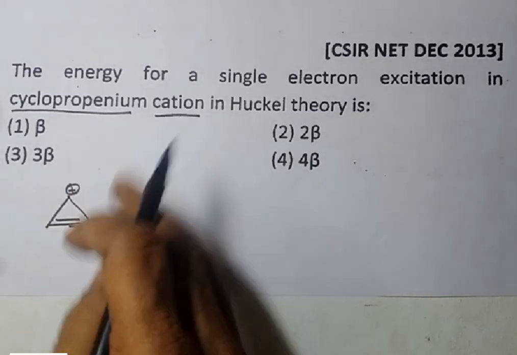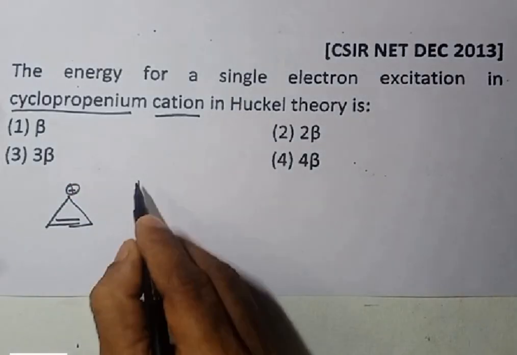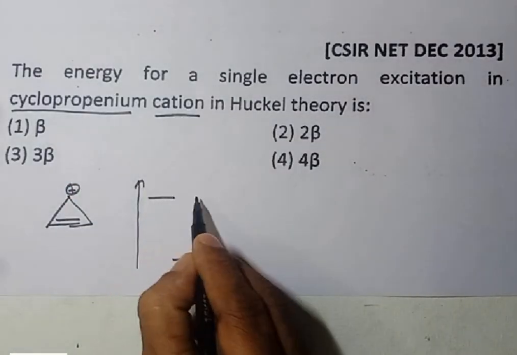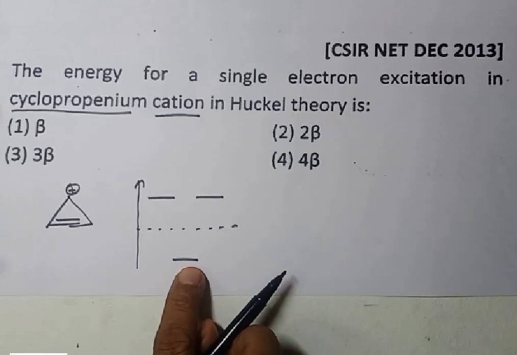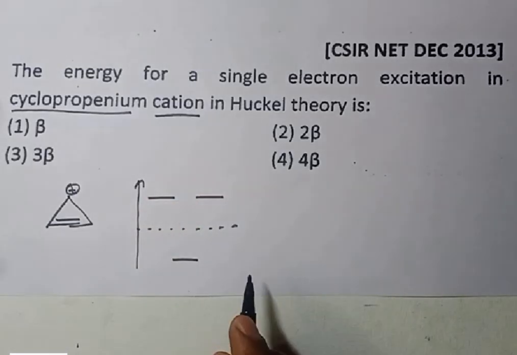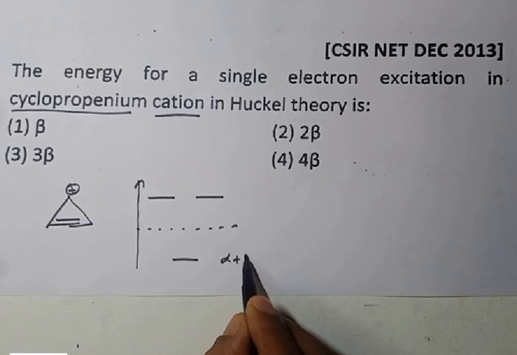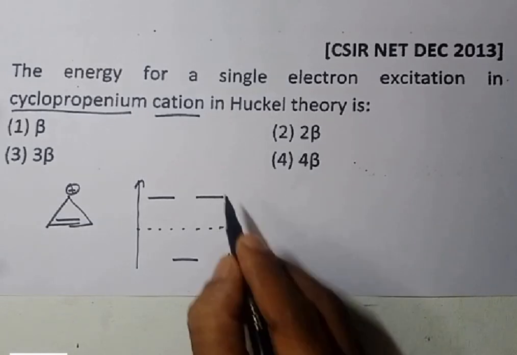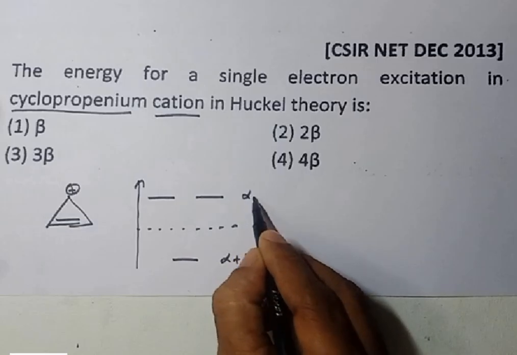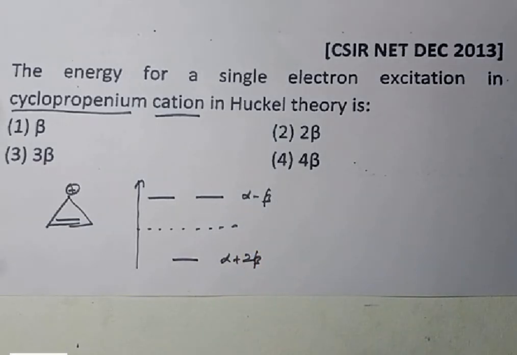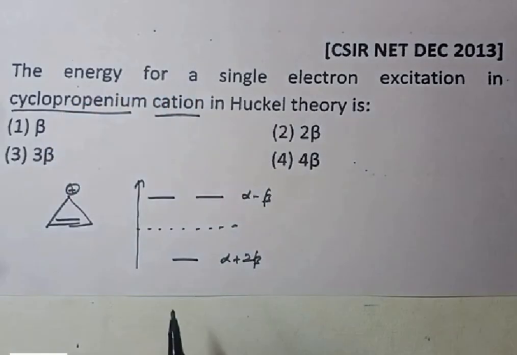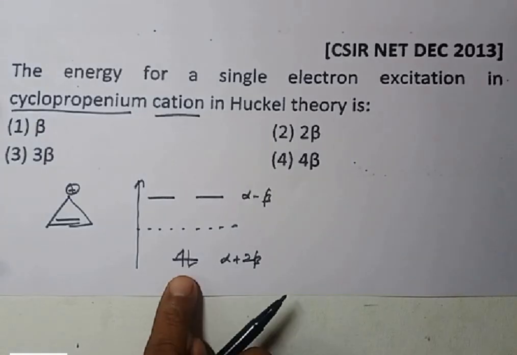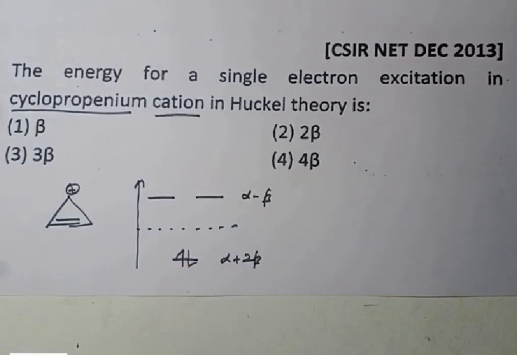Cyclopropenium cation. If you draw the Frost cycle and find the molecular orbital energies, I have told you, one molecular orbital is bonding and the other 2 are anti-bonding. The bonding molecular orbital energy is alpha plus 2 beta, and these 2 are alpha minus beta. Now, in cyclopropenium cation, we have only 2 pi electrons. The 2 pi electrons exist in this bonding molecular orbital.